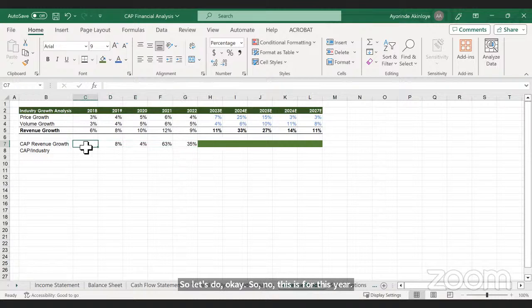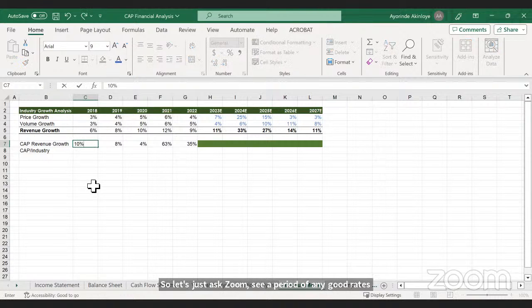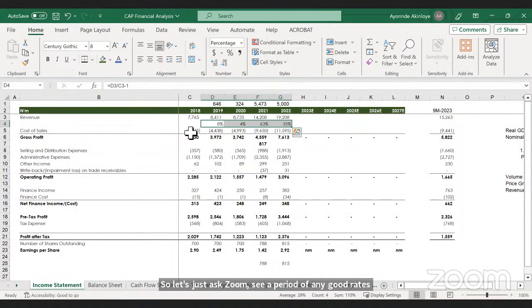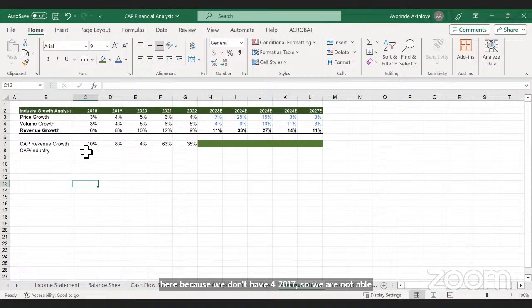So let's just assume CAP revenue growth rates for 2018. Let's just assume this was 10%, because we don't have the figure. We didn't calculate it here because we don't have 2017, so we are not able to calculate the growth rate. So let's just assume this was 10%. What you can do is say CAP is growing faster than the industry. Remember, all these figures are assumptions, so you have to get the real figures yourself when you are building your model.